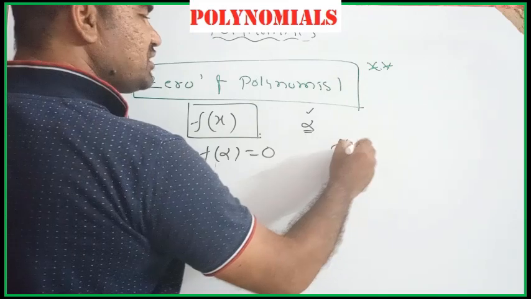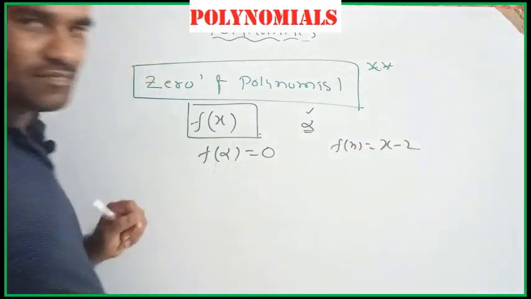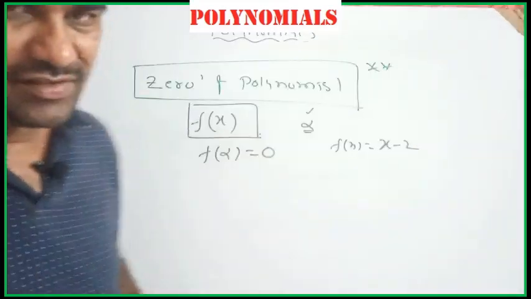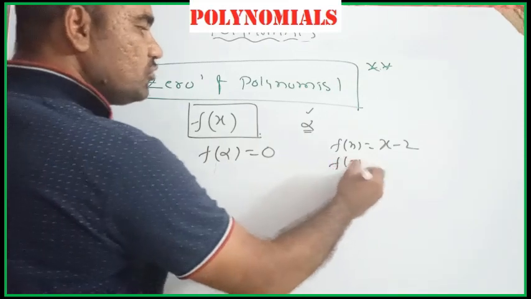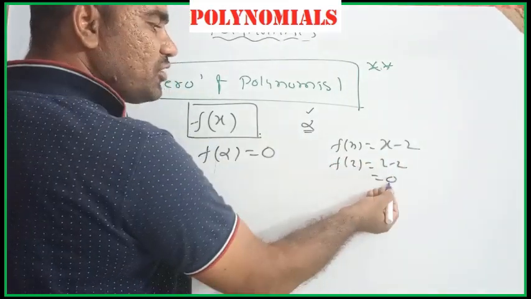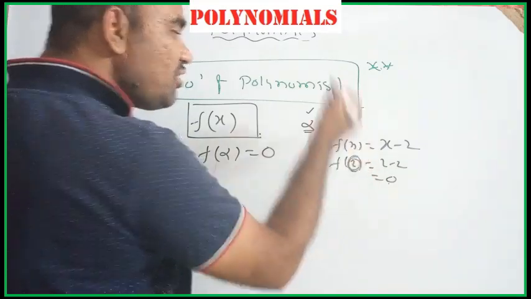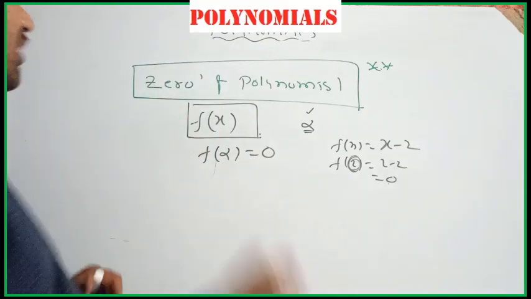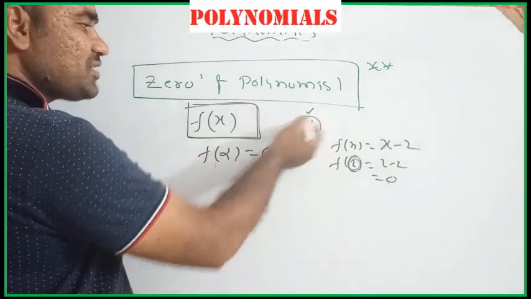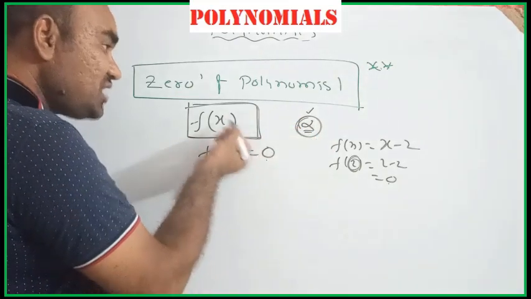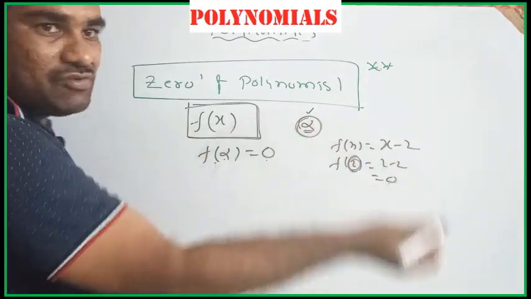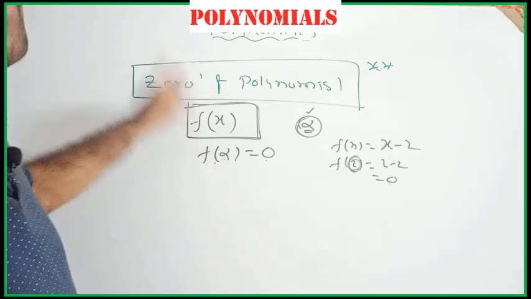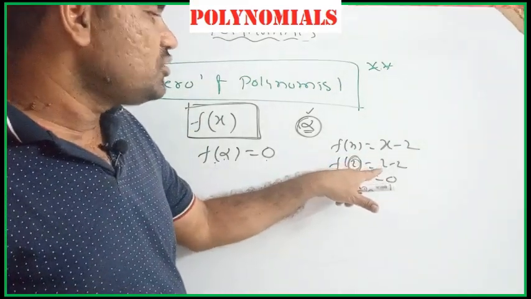For example, f of x equal to x minus 2 is given. What values of x make f of x become 0? Such x we should find. So instead of x you write 2: f of 2 is 2 minus 2, which is 0. F of 2 equal to 0. That's why this 2 is called a zero of the polynomial f of x, or zero of the polynomial x minus 2. Instead of x, you write alpha. If the total value is equal to 0, then that replacement value is called a zero of that polynomial. In this example, 2 is the zero of this polynomial.